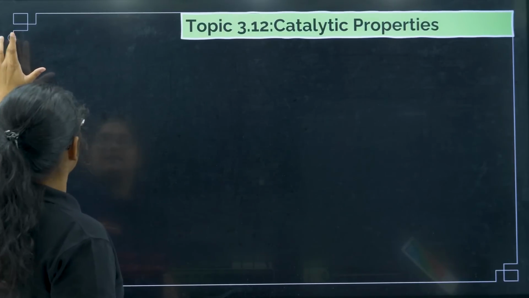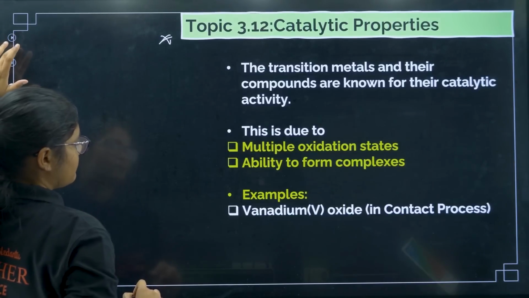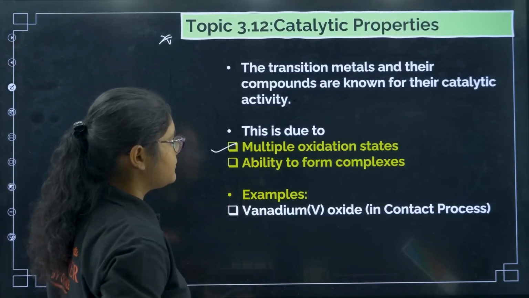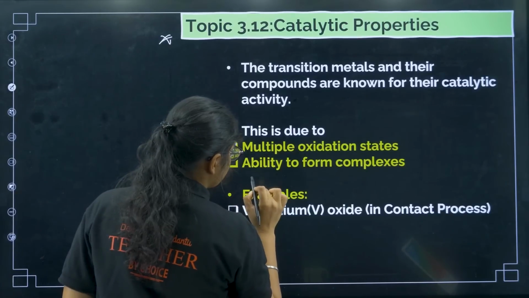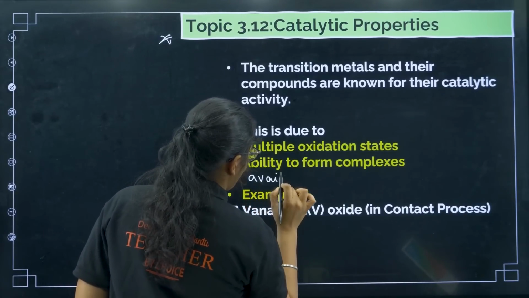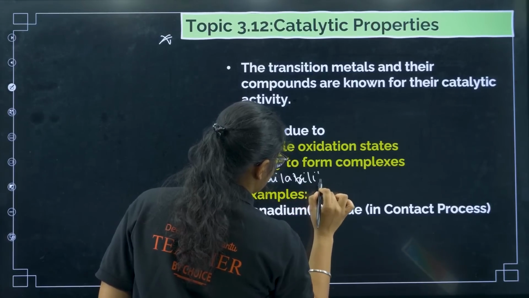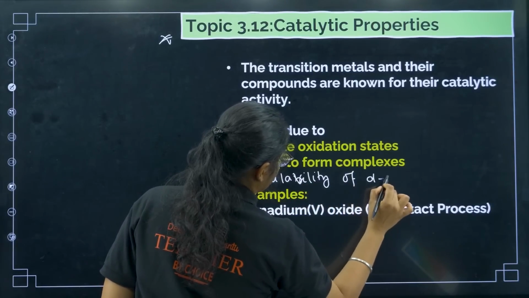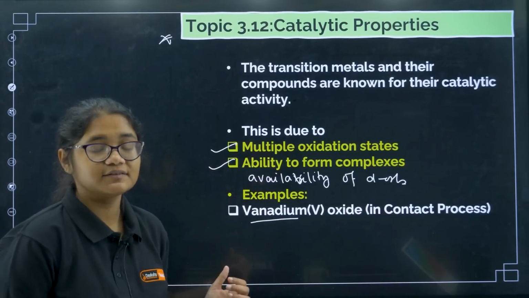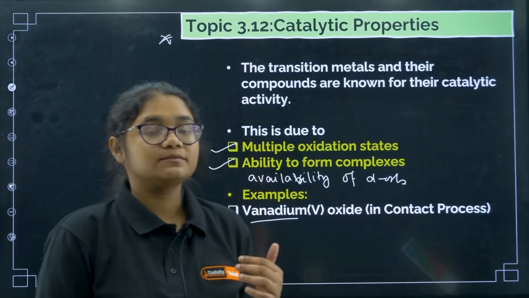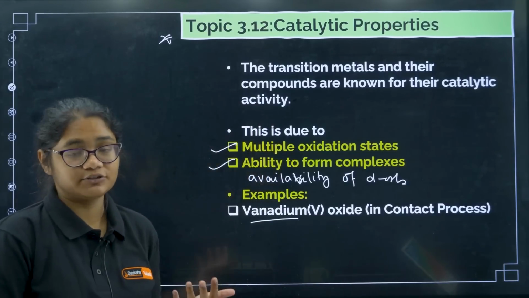Next we have the catalytic property. This is again very important. What is the reason for catalytic property? You can see they can have multiple oxidation states, ability to form complexes, and availability of d orbitals. An example you can see is vanadium: V2O5 is used in the contact process. Contact process is a process by which we can manufacture sulfuric acid, H2SO4.